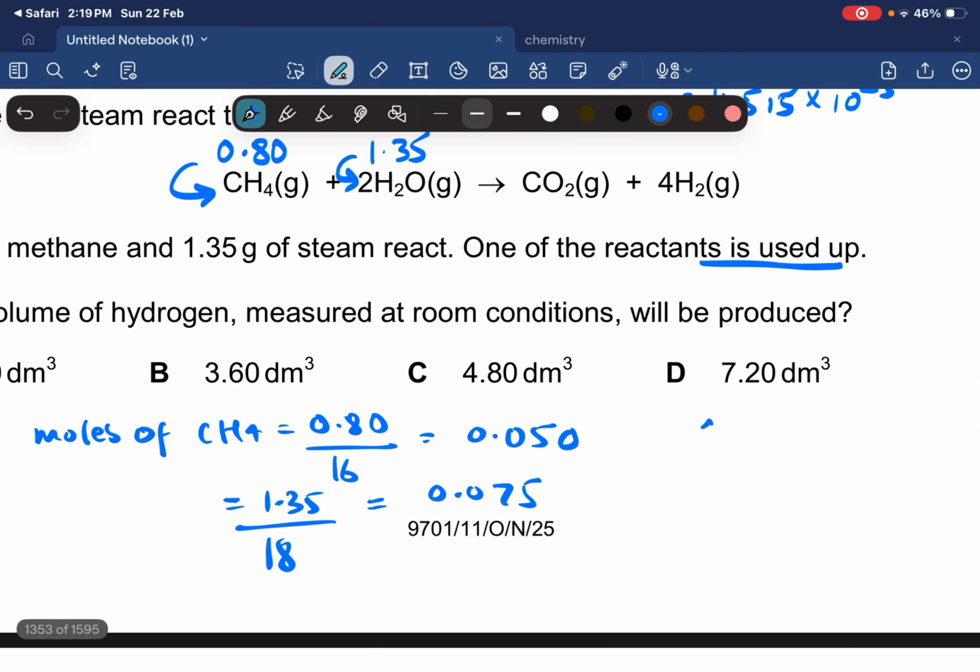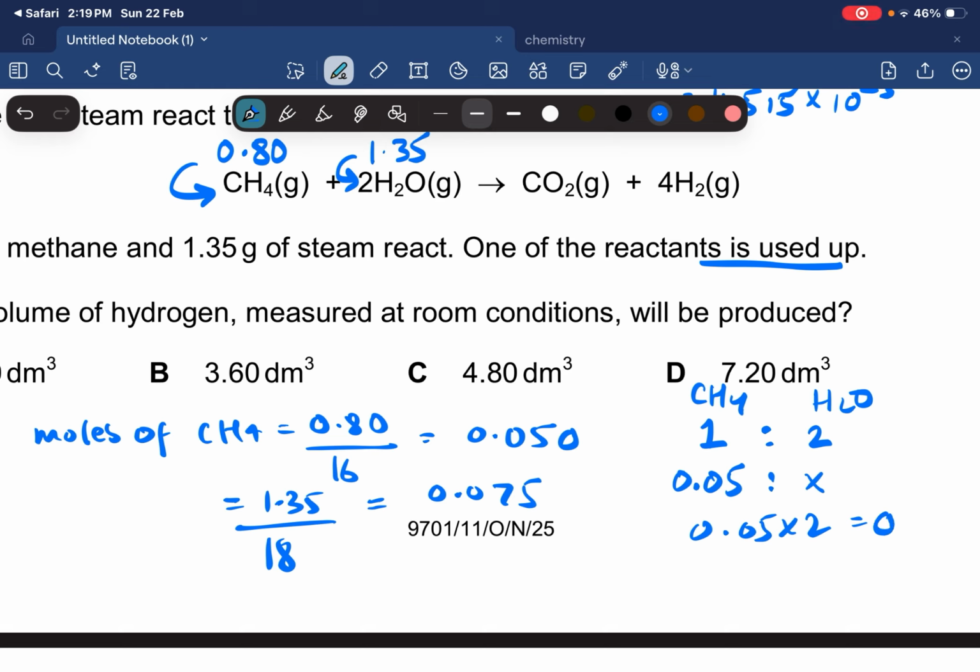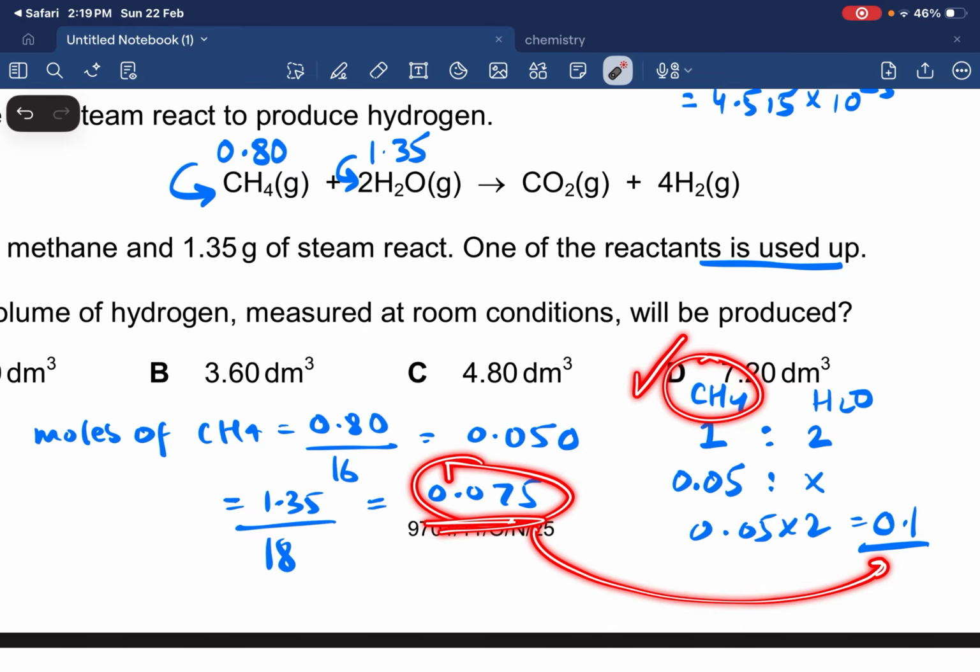Now we got to figure out one thing, that 1 mole of methane reacts with 2 moles of water, right? This is water and this is methane. So if we have 0.05 moles of methane, how many moles of water are we going to need? 0.05 times 2. We are going to need 0.1 mole of water. But how many moles of water do we have? We have 0.075. We don't have 0.1. We have less moles of water. That means that all of the methane is not going to react. Methane is in excess.